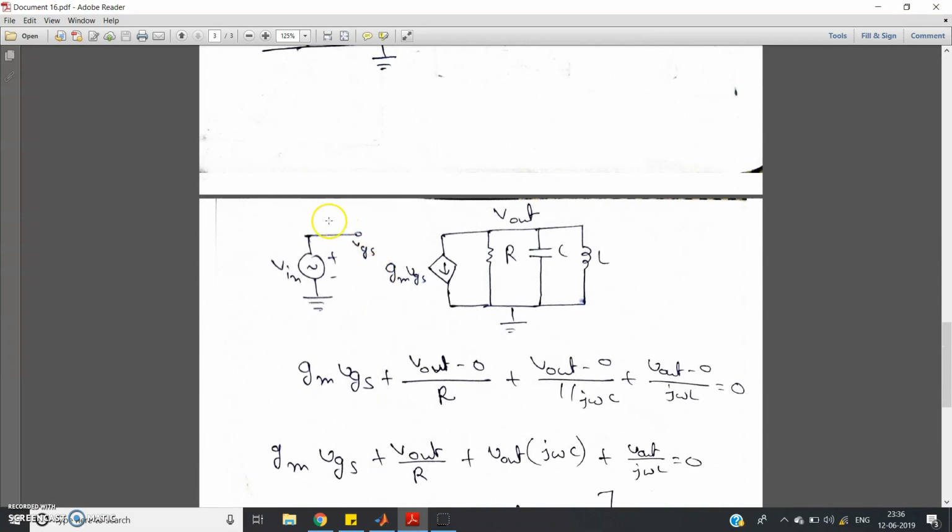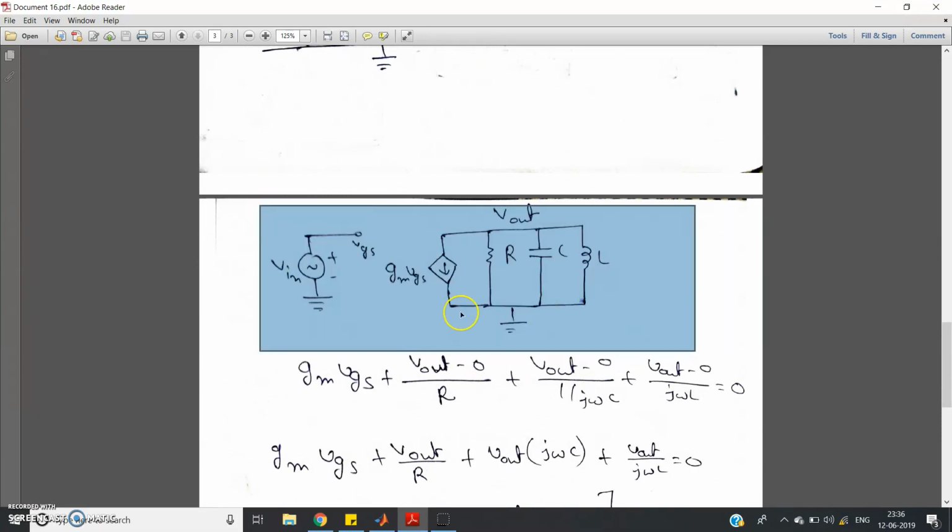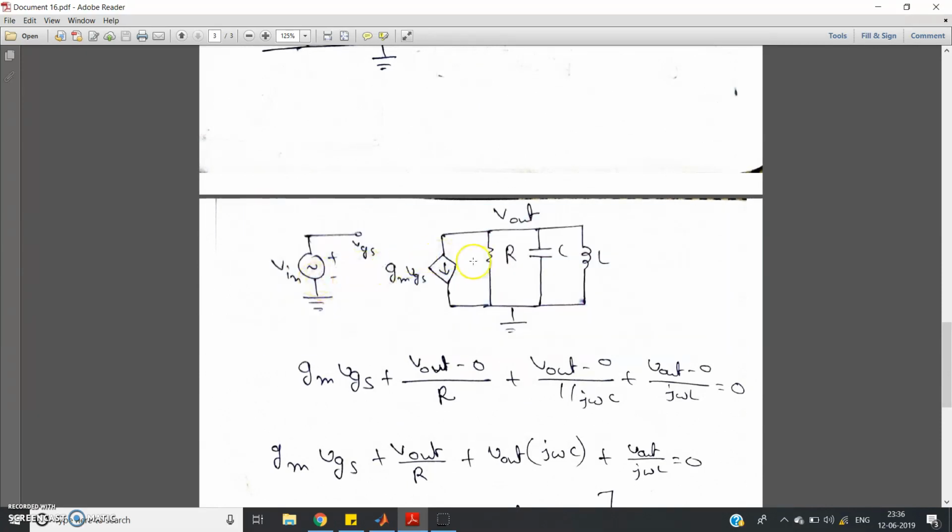See what we have done here: same circuit, V input equal to VGS for this particular circuit. If you apply nodal analysis, assume all the currents are going out of this node, and apply KCL at this node. You will get gm VGS, that is the outgoing current, plus (V out minus 0) by R, that is the current flowing through the resistor, plus (V out minus 0) by 1 by j omega C, that is the current flowing through the capacitor, plus (V out minus 0) by j omega L, that is the current flowing through the inductor, is equal to 0.